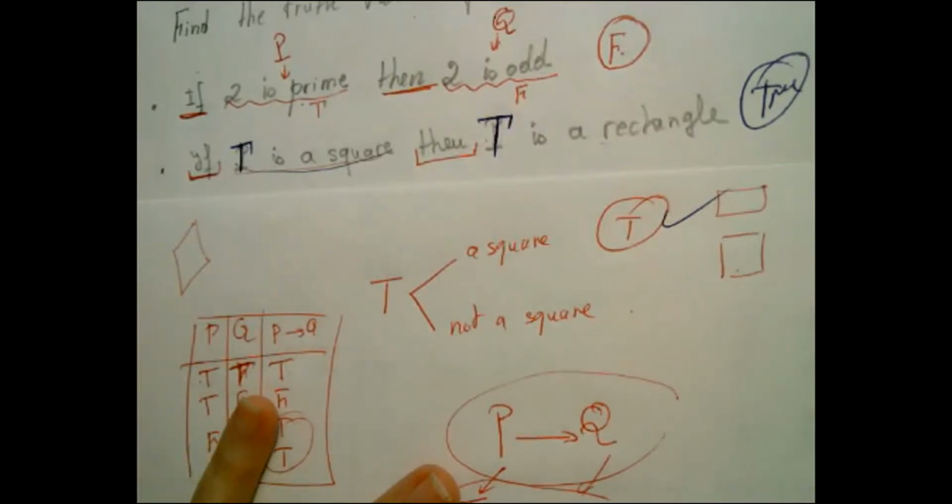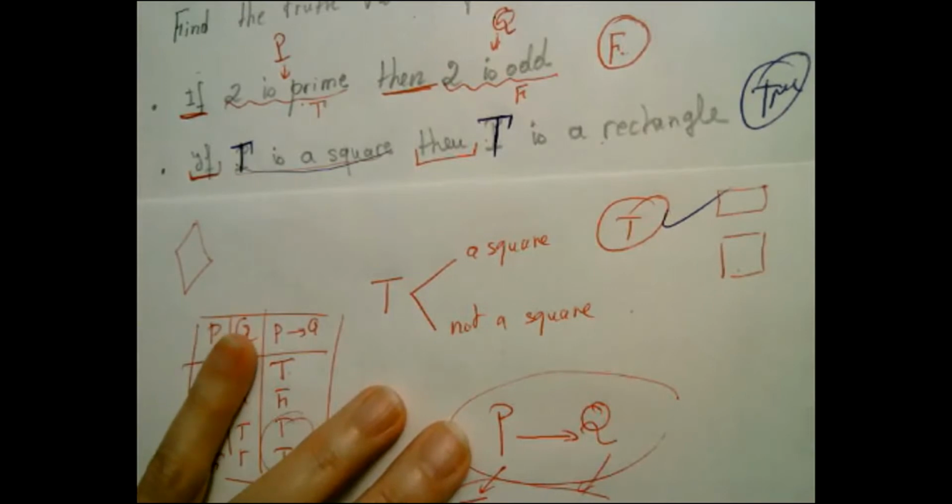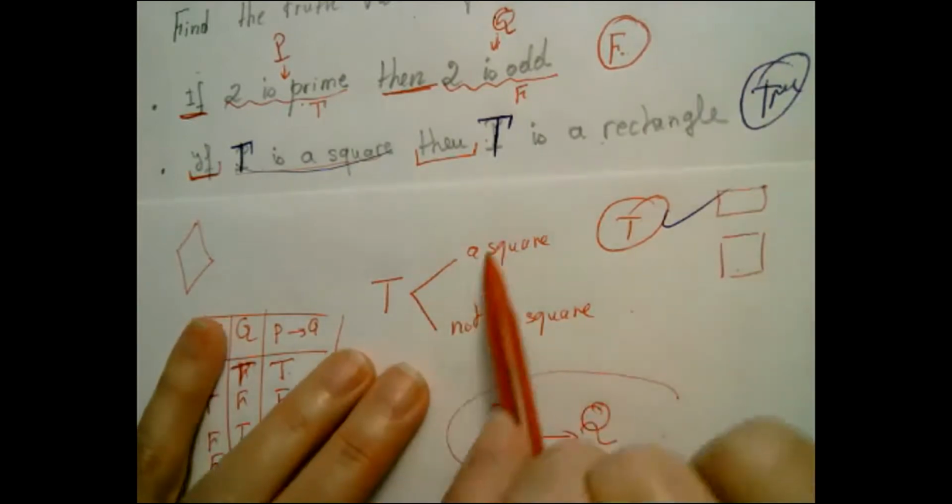T is a four-sided figure, if you want. What we call this is a quadrilateral. That's the only thing you know about T. You don't know whether it's a square or not a square. You don't know anything about it. But the statement is true because I broke it up.